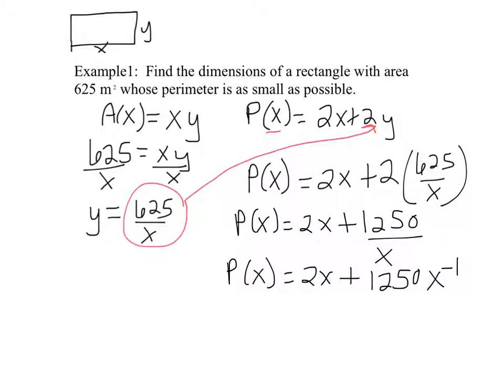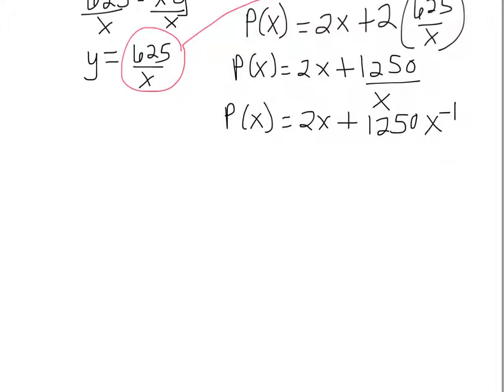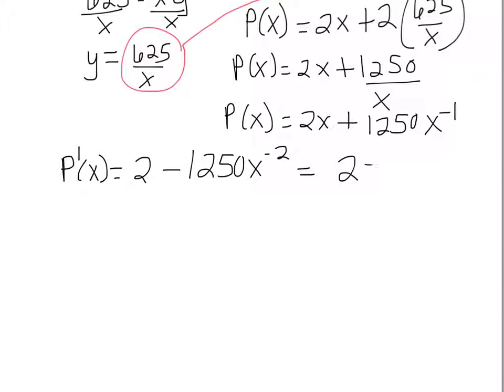All right, so we are ready to take the derivative. I'm going to slide everything up here, and we're going to find p prime of x. Remember, taking the derivative is going to help us find the critical points, which will then be a maximum or a minimum in this case. The derivative of the first term we know is 2. For the second term, bring down that negative 1. You get negative 1250 x to the negative 2. I'm going to rewrite that so that I no longer have the negative exponent since I'm done taking the derivative, and I get 1250 over x squared. So that is my derivative. That is my p prime.